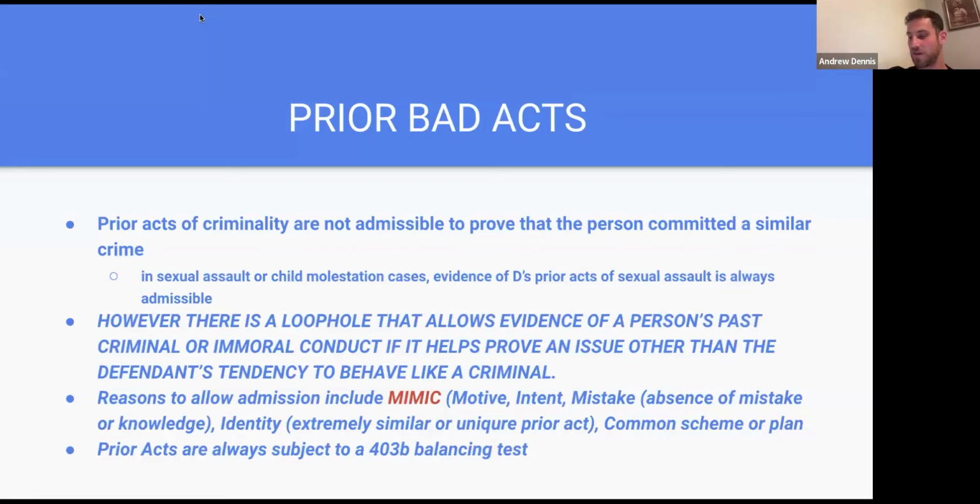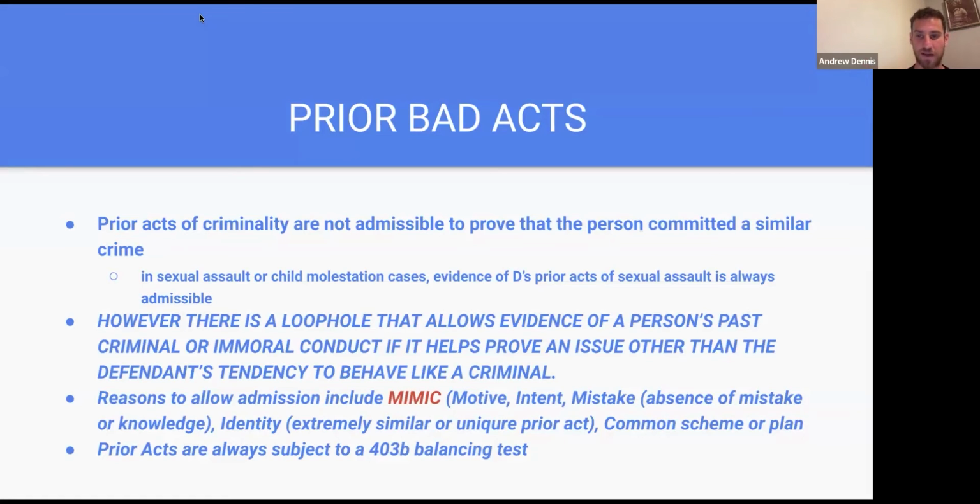But anyway, we live in a society, and in evidence we just don't want to use prior bad acts to prove that you acted in conformity today. That's just not fair. It's not a fair argument. However, there are exceptions. One is in sexual assault and child molestation cases: evidence of offenders' prior acts of sexual assault is always admissible. We're not letting them off the hook with anything.